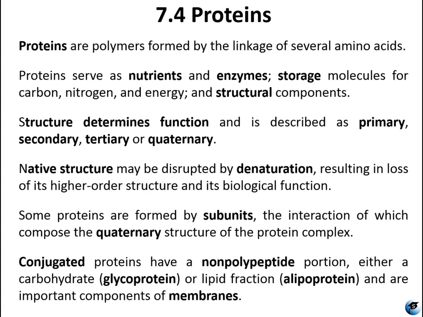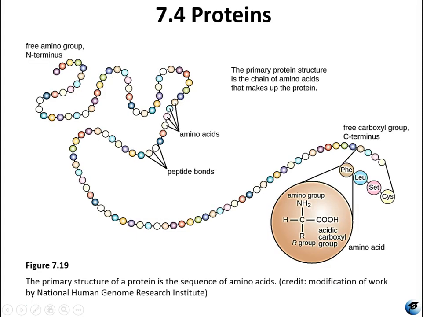Conjugated proteins have non-polypeptide portions that are either carbohydrate or lipid. We know that polypeptides are amino acids linked with peptide bonds. So I don't confuse you, just remember: a protein that is conjugated with a carbohydrate forms a glycoprotein. A protein that is conjugated with a lipid is a lipoprotein.